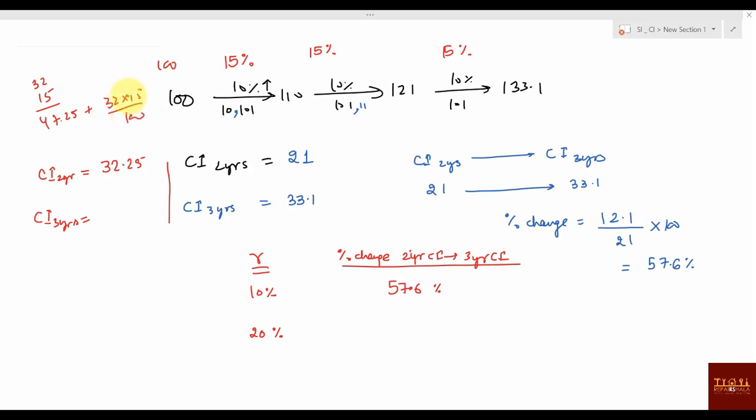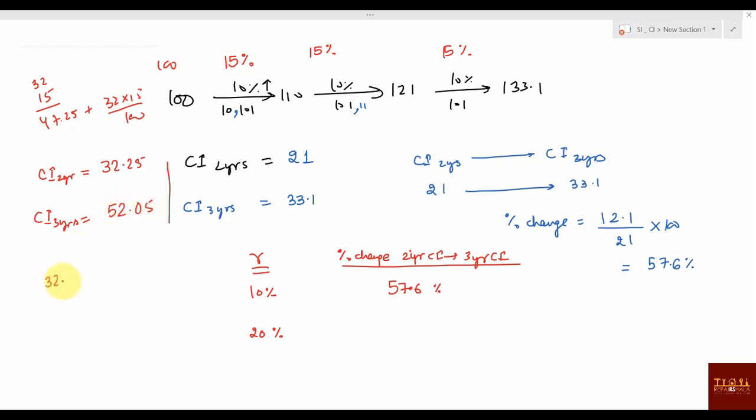So 32 into 15 divided by 100. So that is 4.8, and you have to add it with 47.25. 47.25, what? 50.05? 52.05. 52.05. Okay.